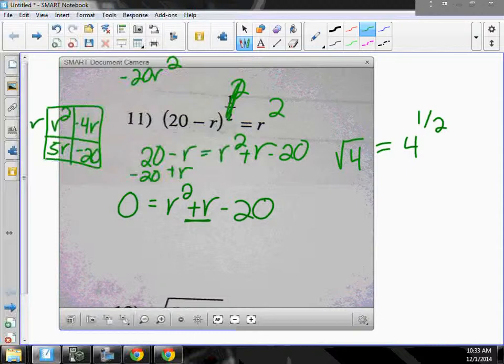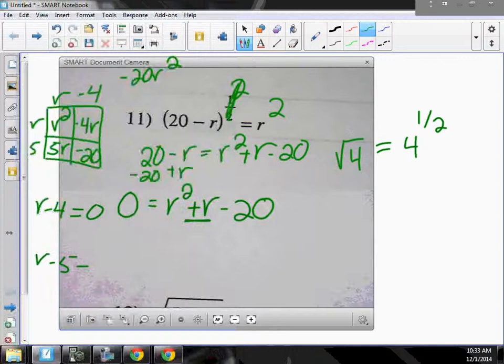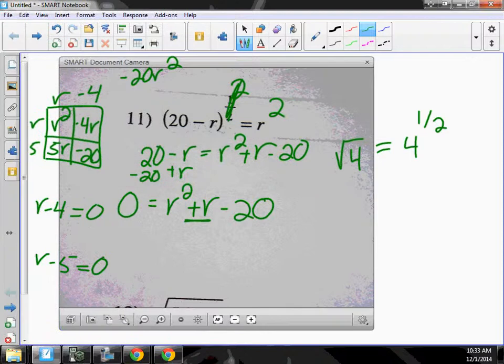So this side, these share an r. What times r is r squared? R. What times r is negative 4? What times r is 5r? So one of my factors is r minus 4 equals 0, and the other one is r minus 5 equals 0. So now I need to figure out the roots. What is the root for this first one? Positive 4. What is the root for the second one? Negative 5. Now I have two answers.